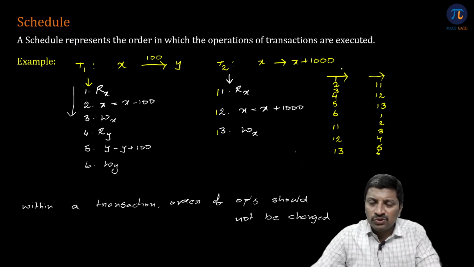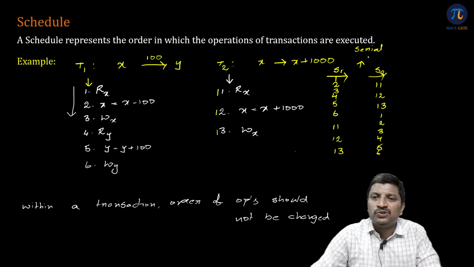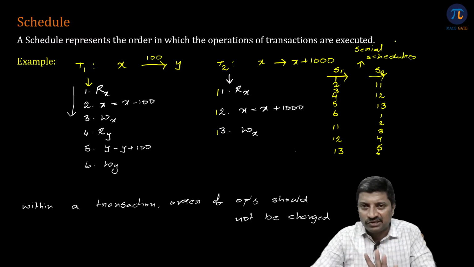So these are examples of a schedule. Assume this is S1, this is S2. These two are the examples of serial schedules. What is meant by serial schedule, sir? If I don't complete the first transaction, or any transaction, I don't enter into the second transaction.